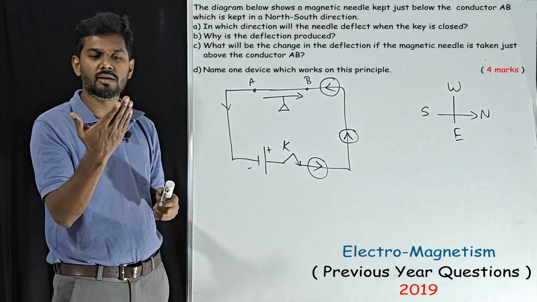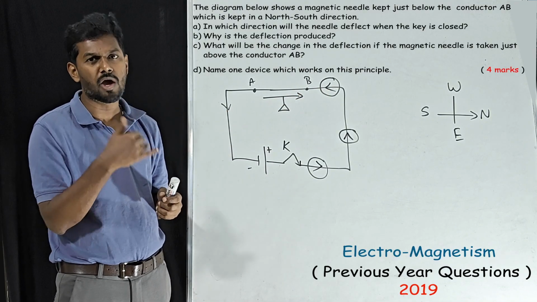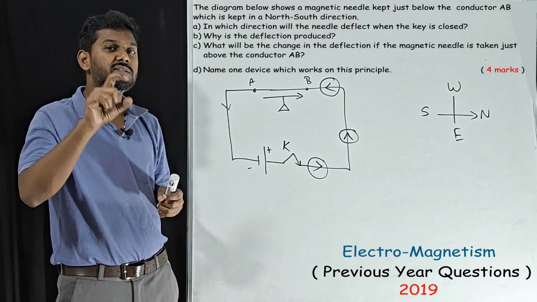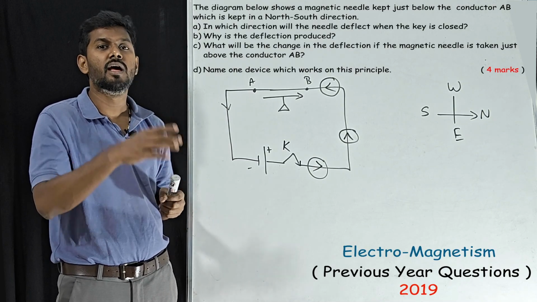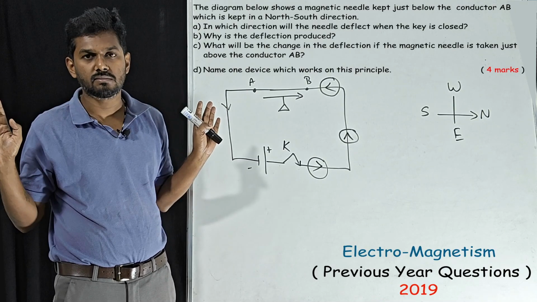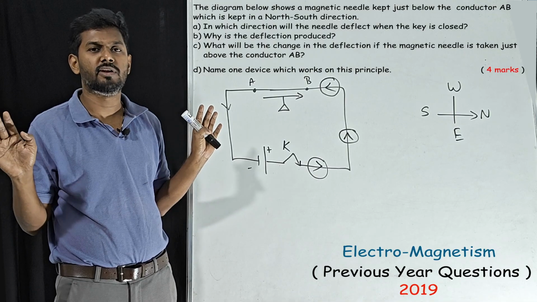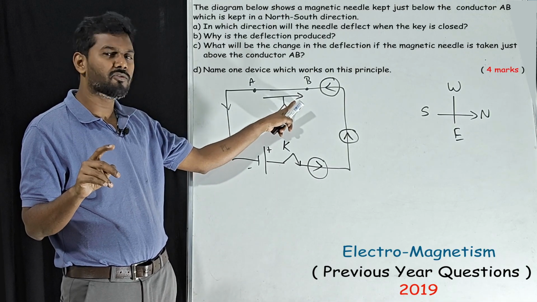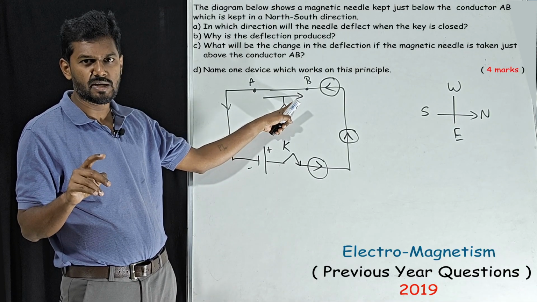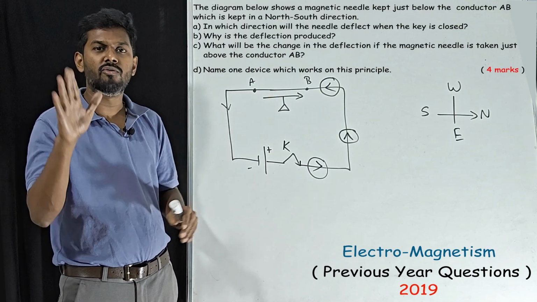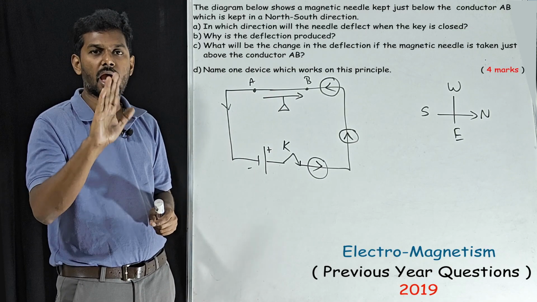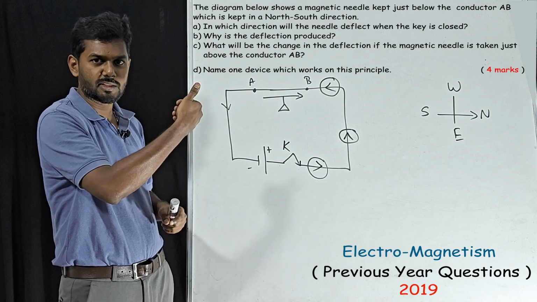Now we will focus on which rule to apply to find the direction of the magnetic field. To find the direction of the magnetic field, the right hand thumb rule, that's it. Here we have to find the direction of deflection of the magnetic needle, right? That is nothing but finding the direction of the magnetic field. So we have to use the right hand thumb rule. How to use it? We have to use it like this, correct?